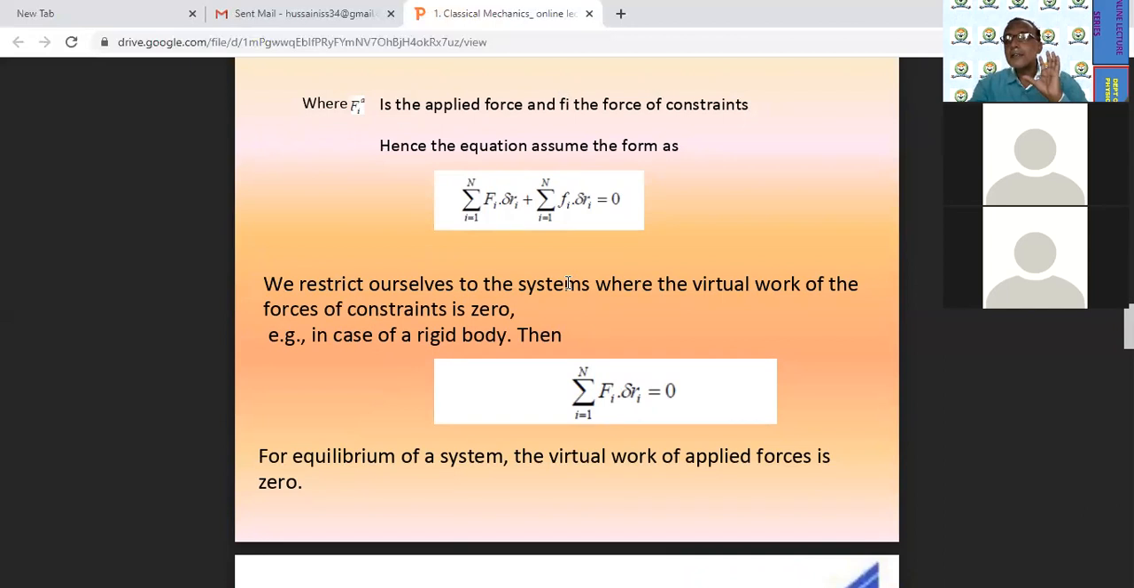Generalized coordinates. I will summarize my lecture. Generalized coordinate, isn't it? क्या है generalized coordinate?